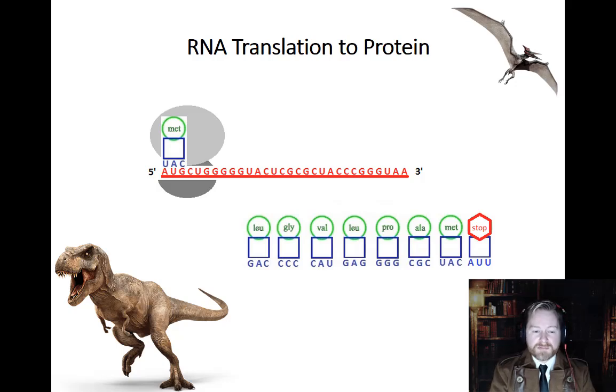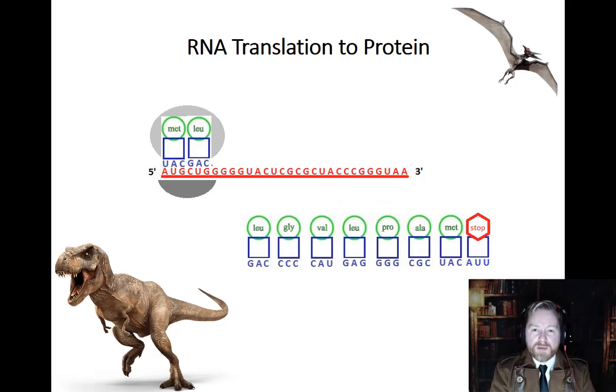Well, okay, we're moving on to the next one now. The next codon would be CUG. CUG would code for GAC. So where is that on here? Oh, there it is. Okay, it's alanine.